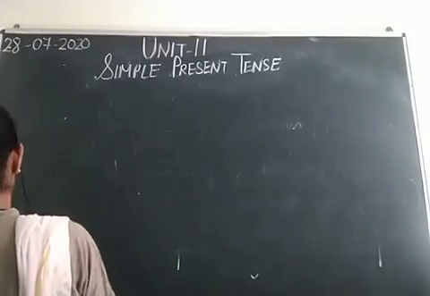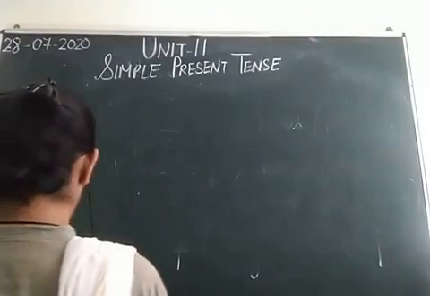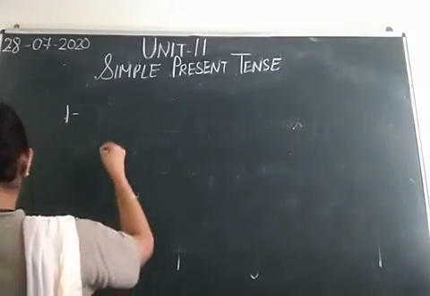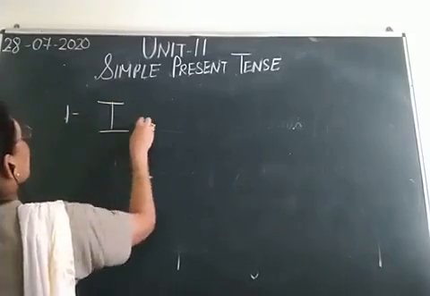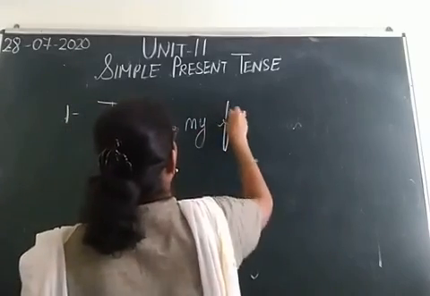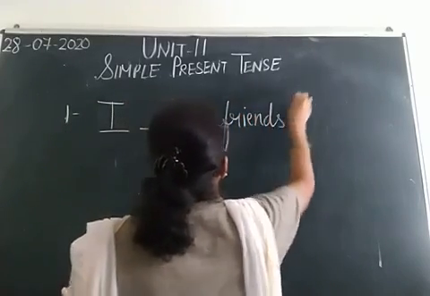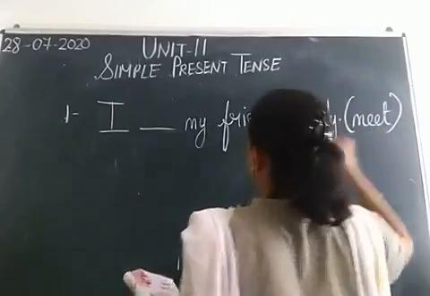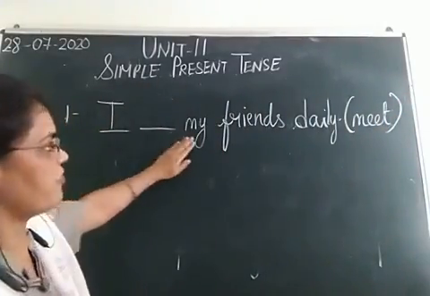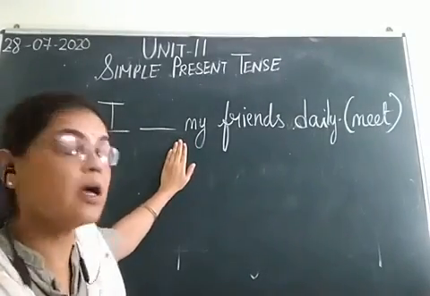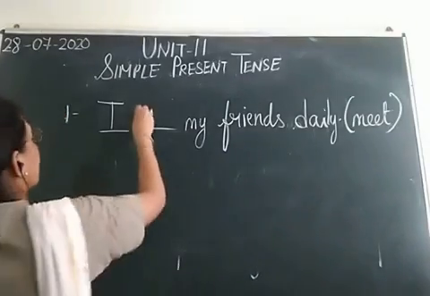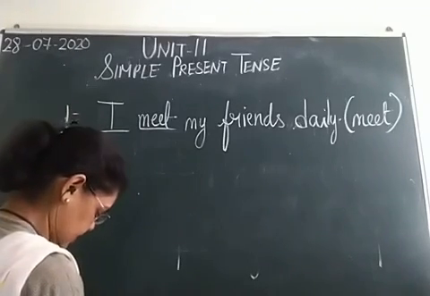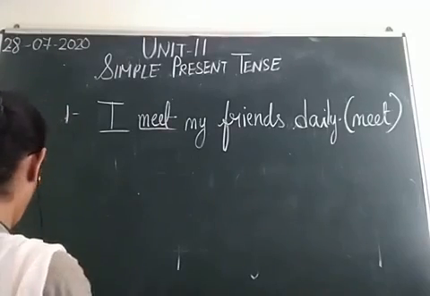Now, example number 1. I dash my friends daily. With I, beta, which form will be used? The root form of the verb without adding s or es. So, I meet my friends daily. I meet my friends daily.